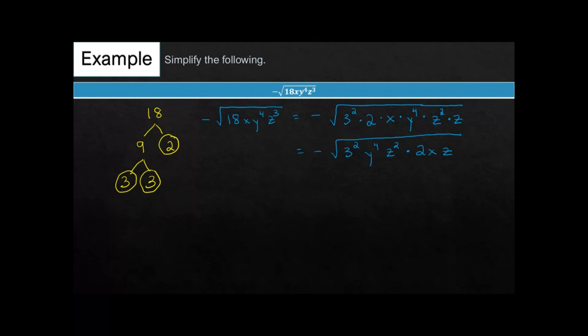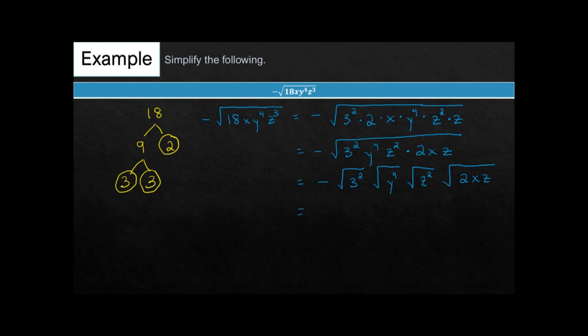And now everything with an exponent is going to get its own square root symbol. So I still have that negative in front. I have the square root of 3 squared, the square root of y to the 4th, the square root of z squared, and then the square root of 2x z. And I deliberately write my z's the way I do so they don't get confused with 2's.